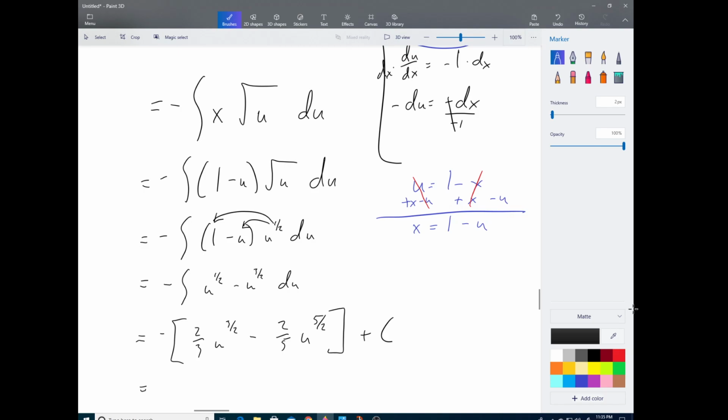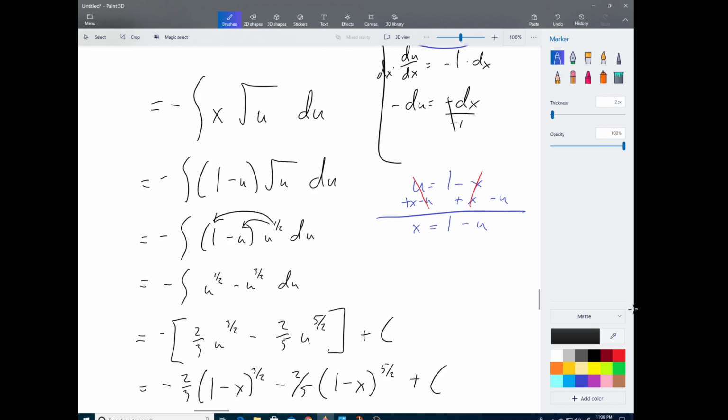One step left to go. Let's see, I'm going to go ahead and distribute that negative through. And I'm going to plug in u is the same thing as 1 minus x. And you could do algebra and change the way this answer looks, but I think it's just fine to leave it the way I have it here. I think it's just a little bit easier to leave it at that place.